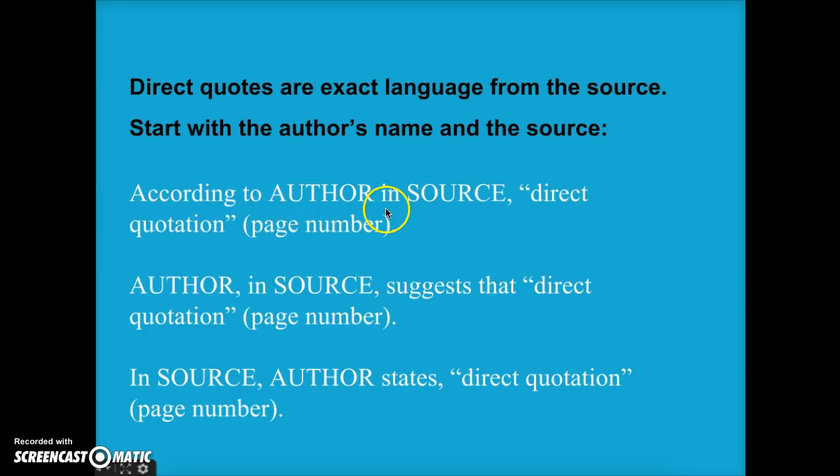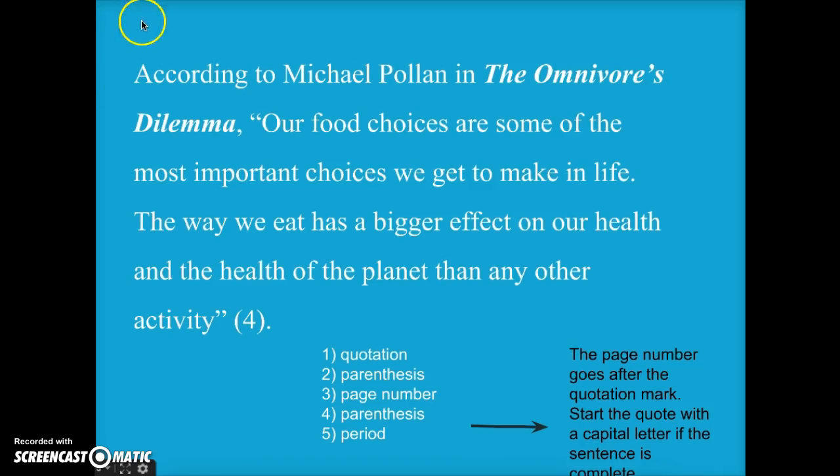So here are different ways you can do it. According to Michael Pollan in Omnivore's Dilemma, direct quote. Then the page number comes after. Michael Pollan in Omnivore's Dilemma suggests that direct quote, then the page number. In Omnivore's Dilemma, Michael Pollan states direct quote, page number. So I used one of those examples right here. According to Michael Pollan in Omnivore's Dilemma, and here is our direct quote.